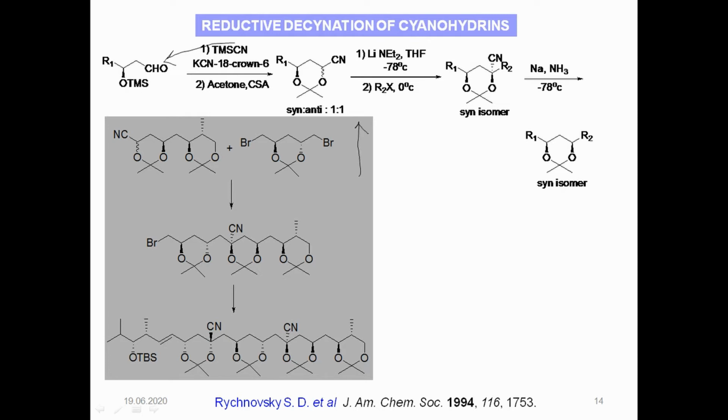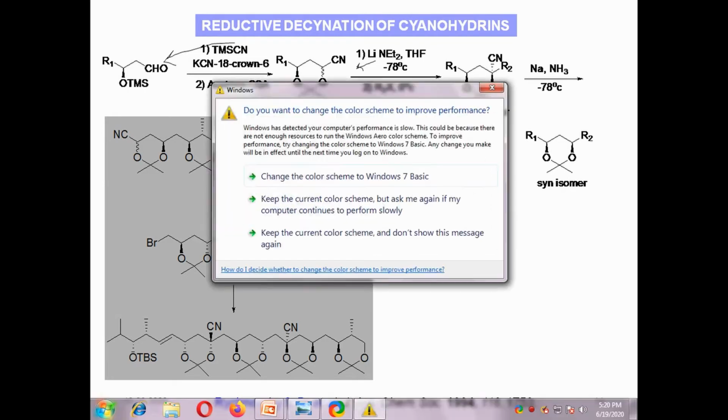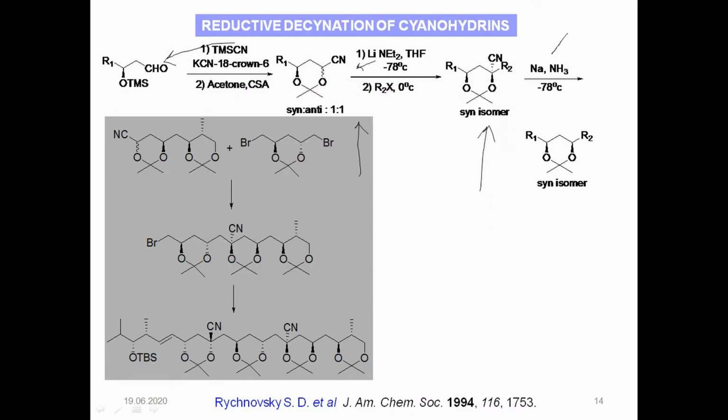Then he is doing alkylation with LDA. On doing the alkylation with LDA, the unwanted syn-anti mixture is also converted exclusively into the syn isomer. The reason we already discussed in the previous slide. In one of the anti isomers, racemization takes place at the group. In the wanted case we are getting the syn isomer exclusively, and he is removing the cyano group using sodium in liquid ammonia. So he is getting the syn isomer exclusively.